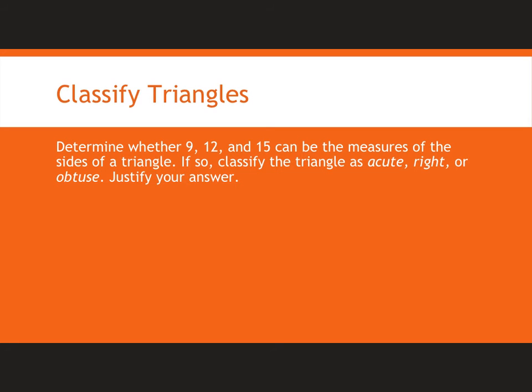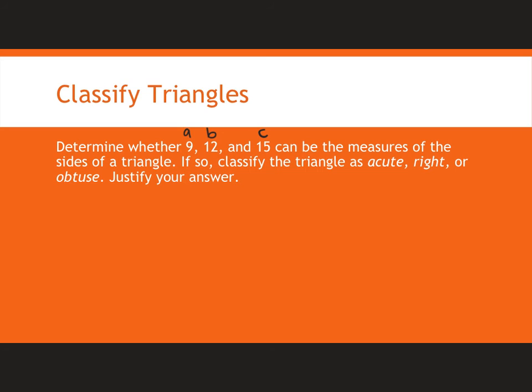Determine whether 9, 12, and 15 can be the measures of the sides of a triangle. If so, classify the triangle as acute, right, or obtuse. Justify your answer. So what we want to start off with is deciding what's going to be A, what's going to be B, and what's going to be C. So I'm going to have 9 equal to A, 12 equal to B, 15 equal to C. Your largest number always has to be C, so 15 is C. A and B don't really matter.